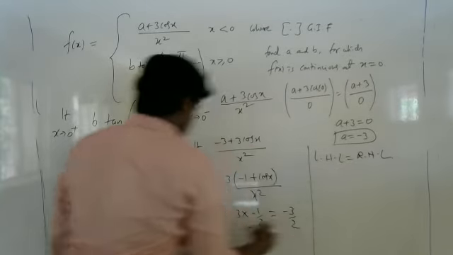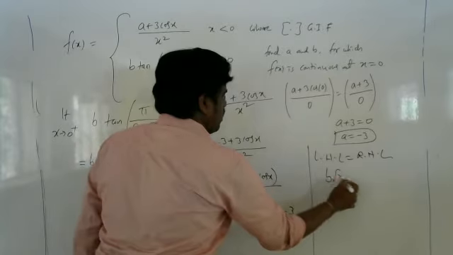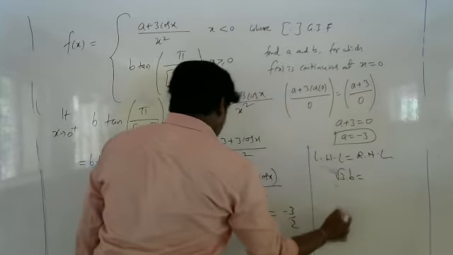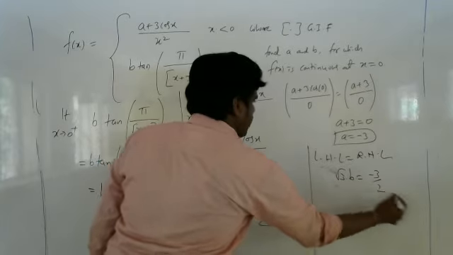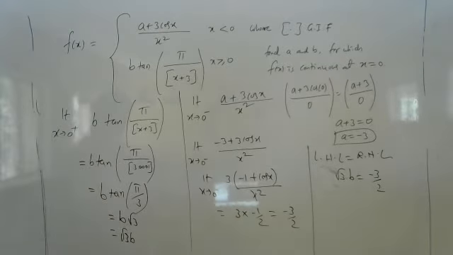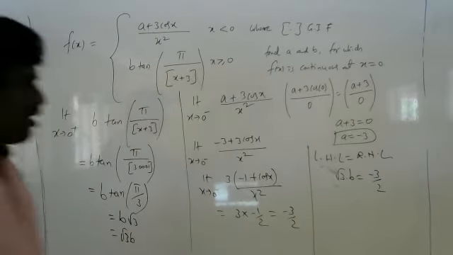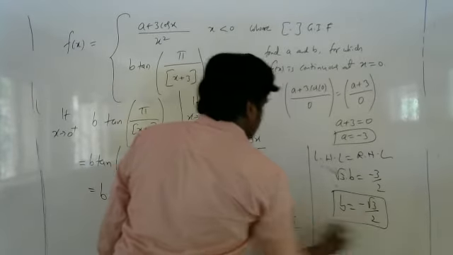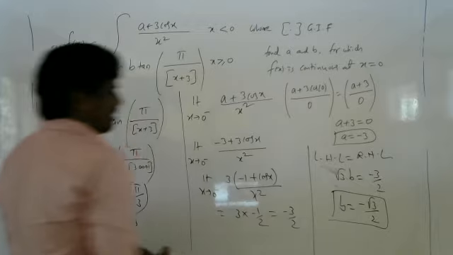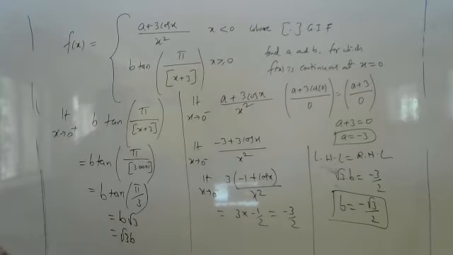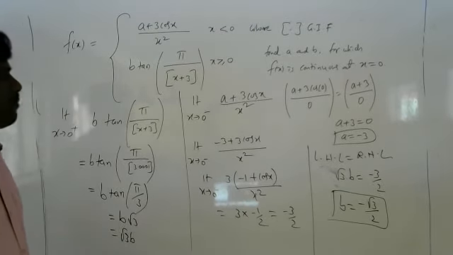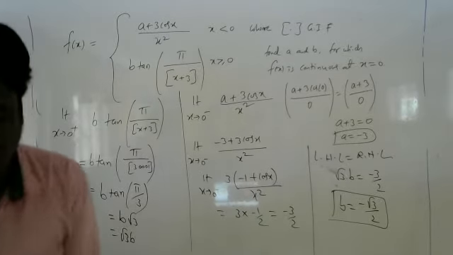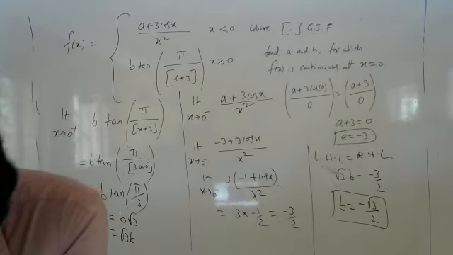So what I get here? Tell me fast. B root 3, root 3b, whatever it may be. Root 3b is equal to minus 3 by 2. Tell me the answer. Minus root 3 by 2 is the answer, and here minus 3 by 2. So hope you have understood. Did you understand this? Understood? Any doubts? Okay.